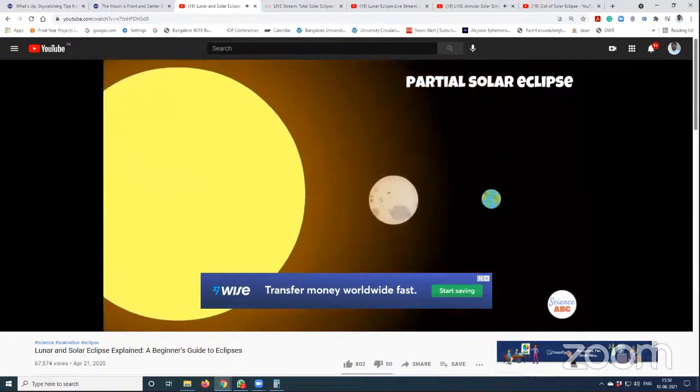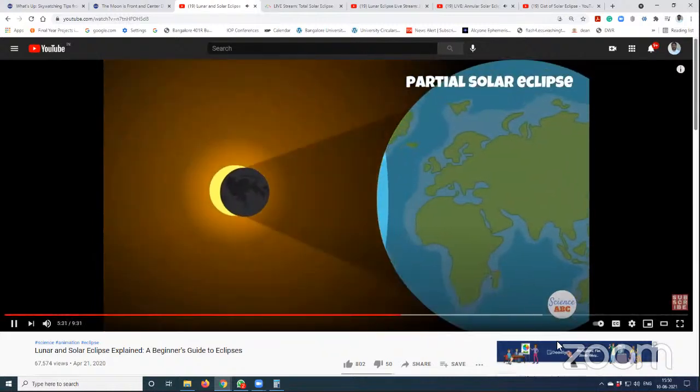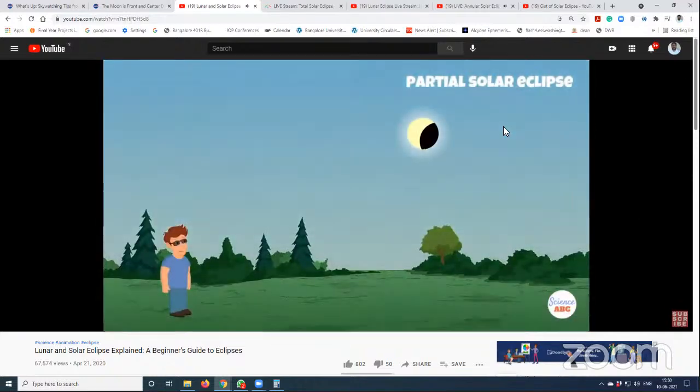Next up is a partial solar eclipse. This type of eclipse is observed when the moon covers only a part of the sun and casts a penumbra on Earth. Since it only covers a part of the sun, this phenomenon is known as a partial solar eclipse.